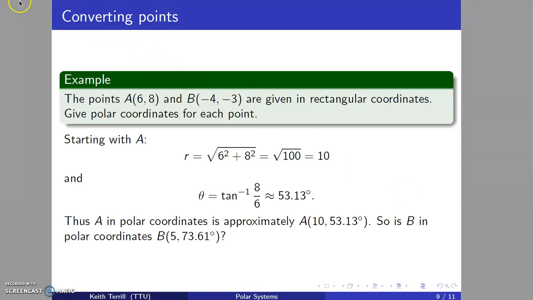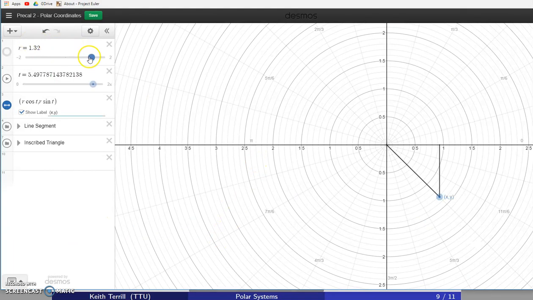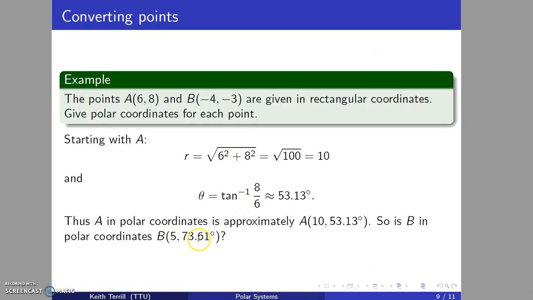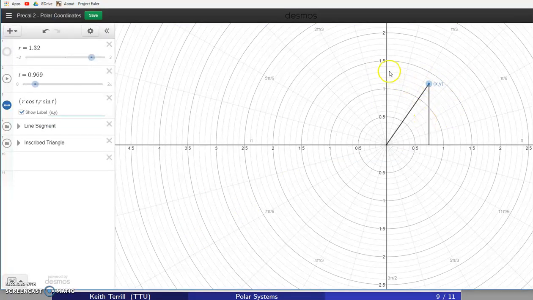No. No, of course it's not. That is because this point, 5, 73.61 degrees, would spit you out in the first quadrant, right? 73 degrees is between 0 and 90. It's between 0 and pi over 2 radians. So it's going to give you something in the first quadrant.